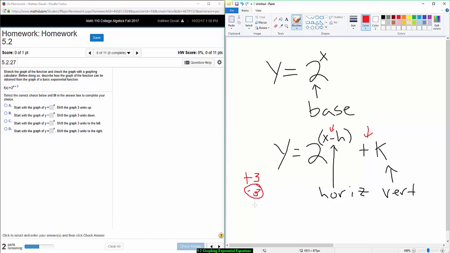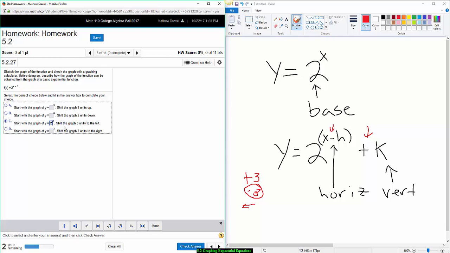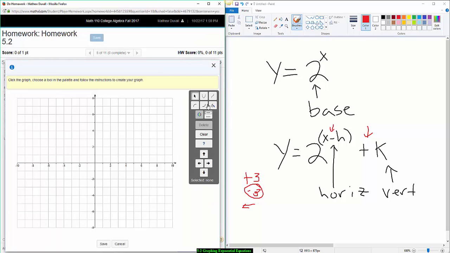So that's shifting over to the left. So it's going to shift 3 units to the left. So I know it's going to be c because it's going to shift 3 units to the left here. And then I write in what my base is going to be, and it's 2 to the x. We have to find the shape here. So the shape is going to be exponential, which is this shape here.